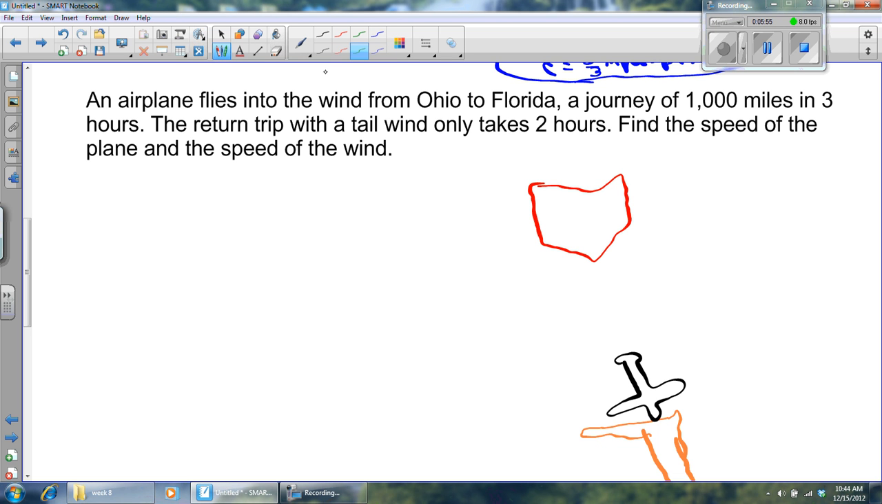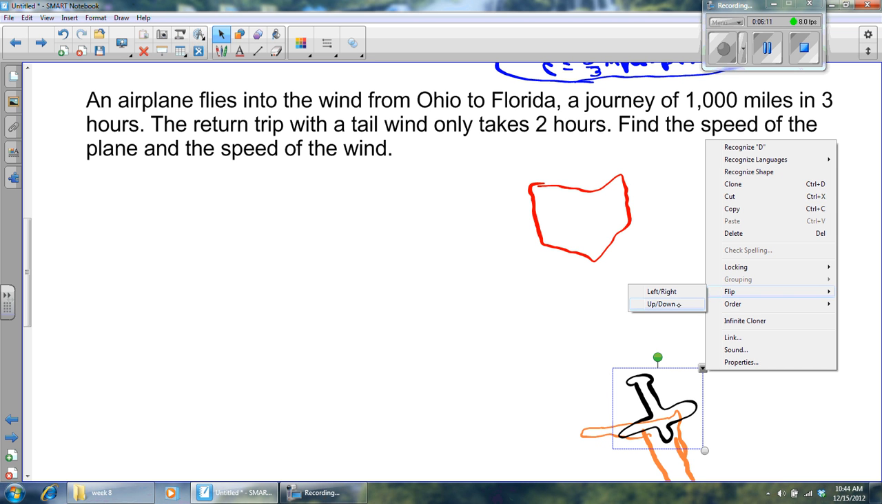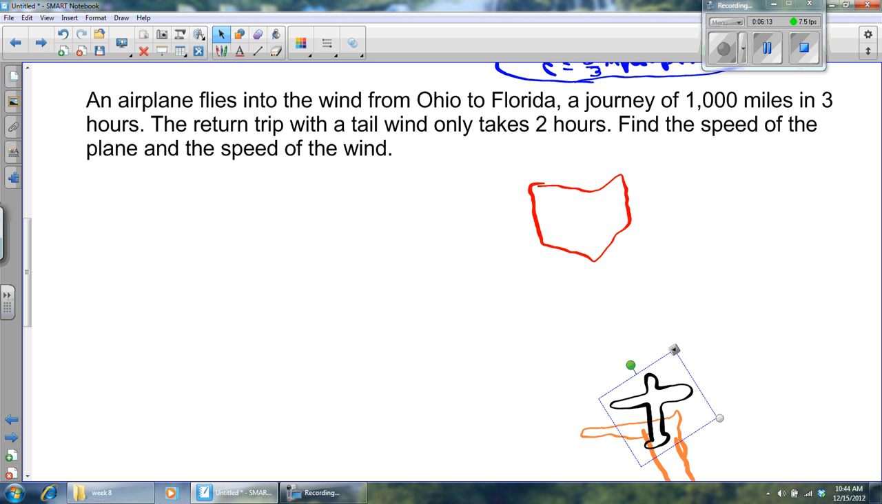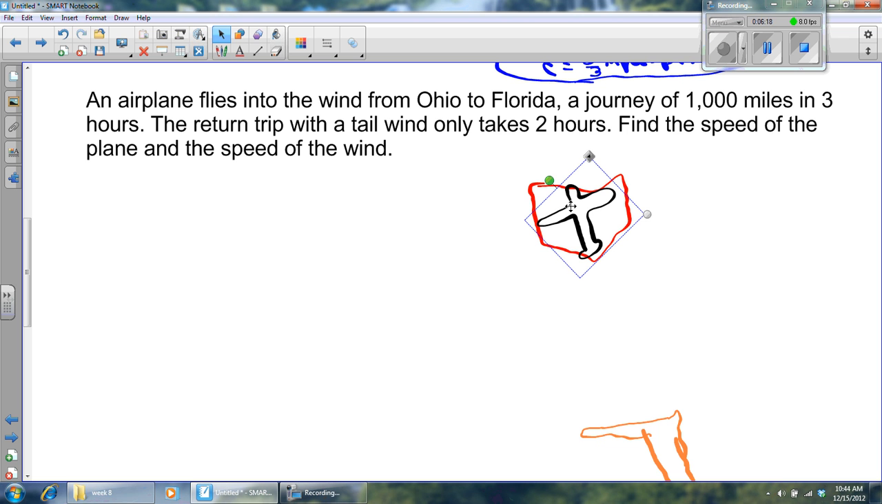Okay, here we have an airplane flying from Florida, Ohio to Florida, 1,000 miles in 3 hours. Now, the return trip takes only 2 hours. Can we find the speed of both the plane and the wind? Well, again, I'm going to define my variables. So I'm going to let P equal the plane speed.